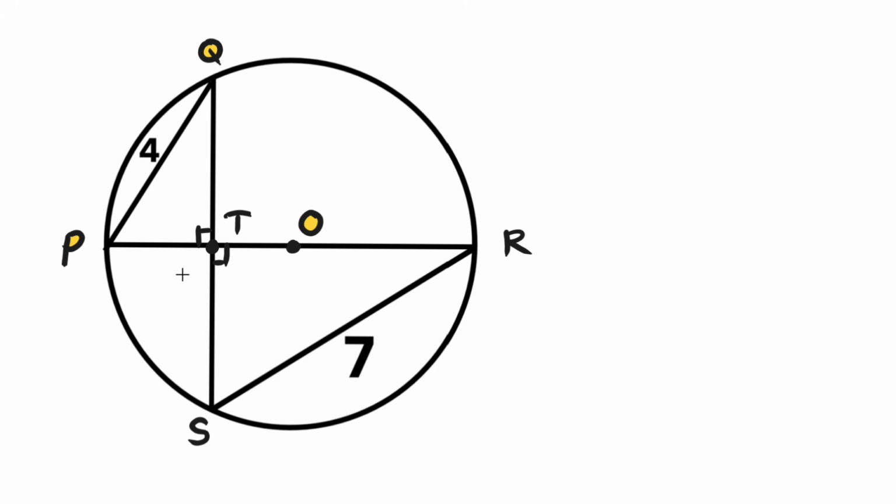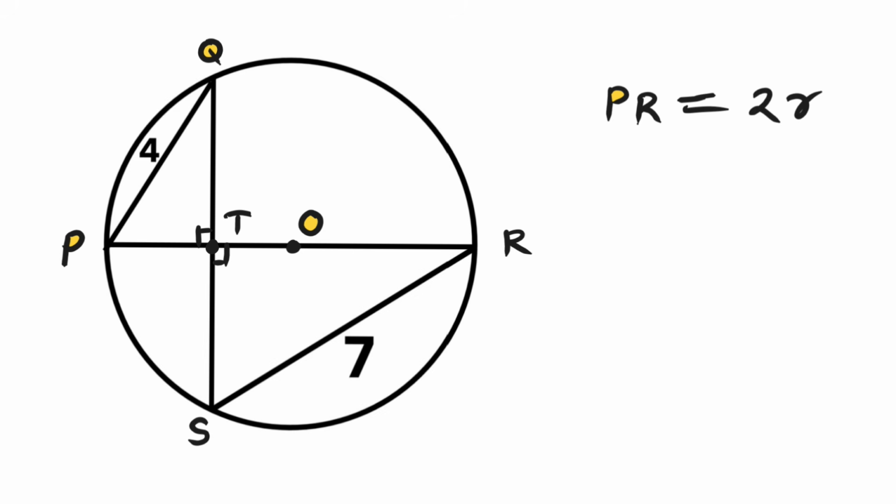Now, because PR passes directly through the center O, PR is the diameter. We know that the diameter is twice the radius, so PR equals 2 times R, where R represents the radius.